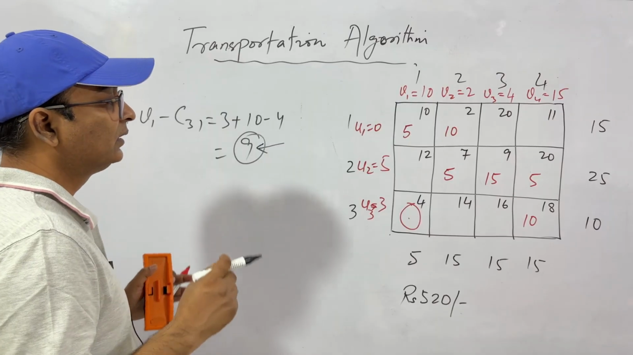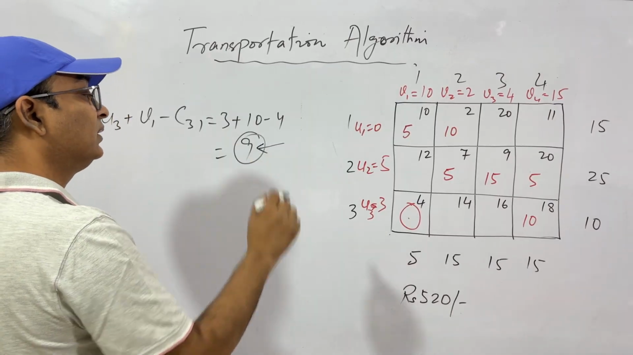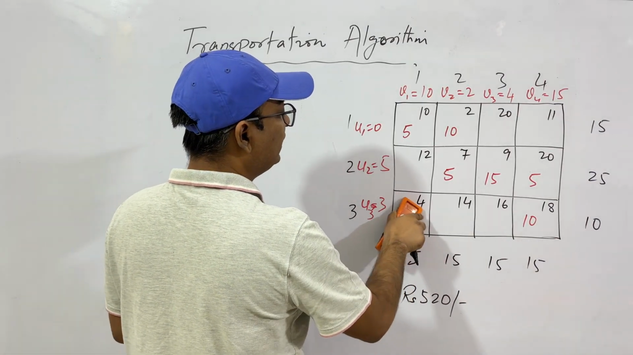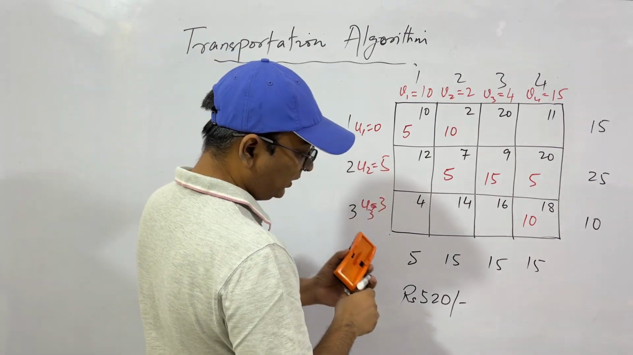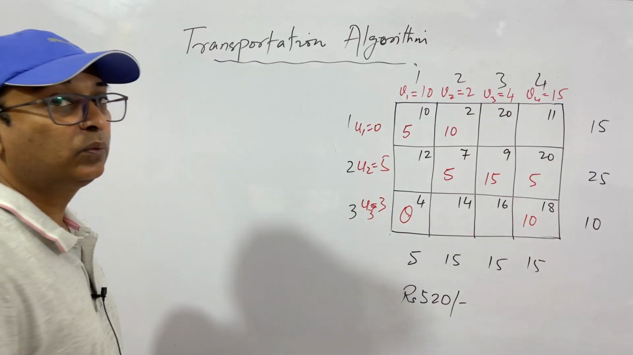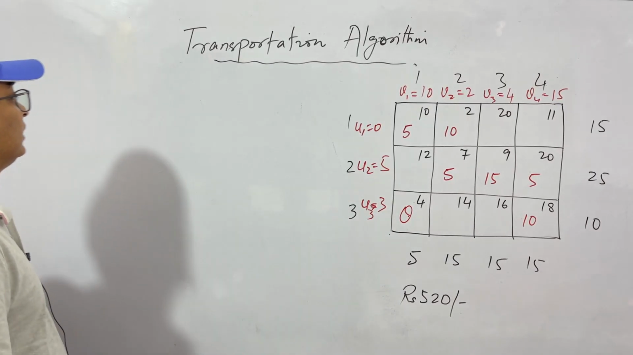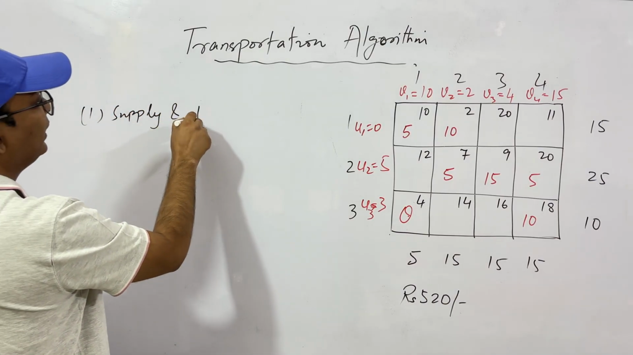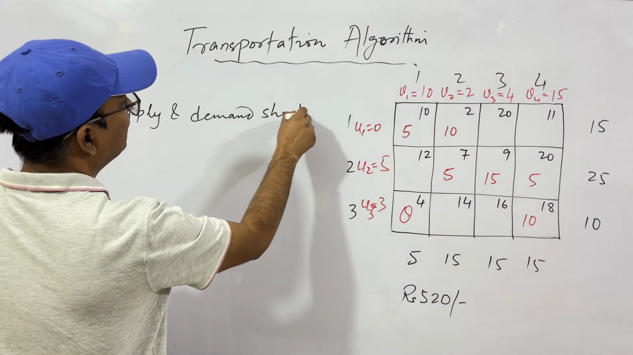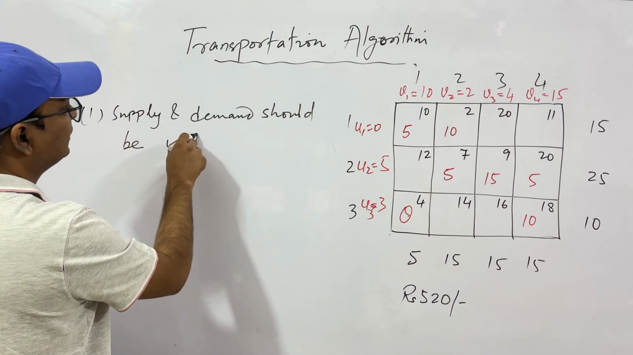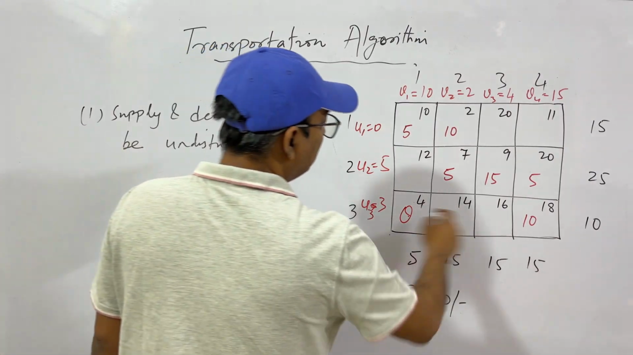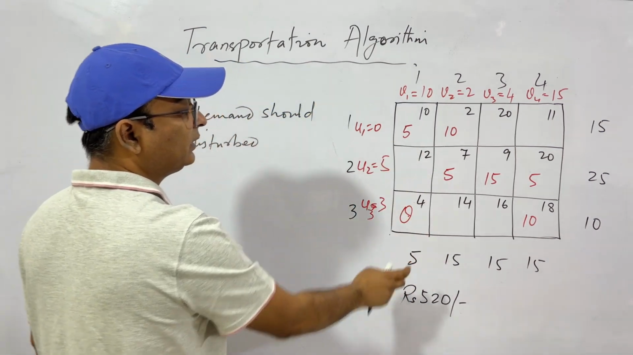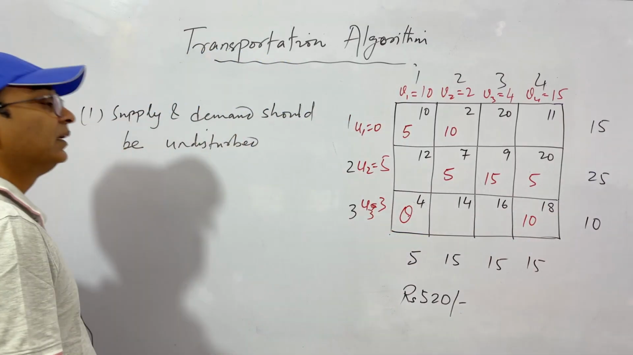Clear up till now? Now we'll understand how to find the value of the entering variable. See, what we do, we say let the value of this be, we use a particular term, that is theta. So we say let it be theta. We don't know what x31 is, let it be theta. Now what we have to keep in mind is that supply and demand should be undisturbed. That is, it can supply only 10 units. This unit has demand of only 5 units. So this plus this can be this only, and this plus this can be this only. So this cannot be disturbed.